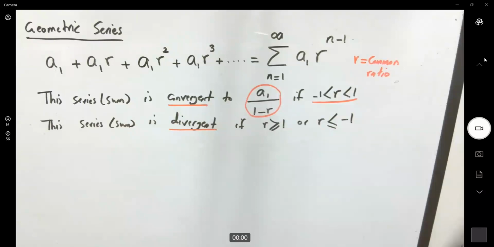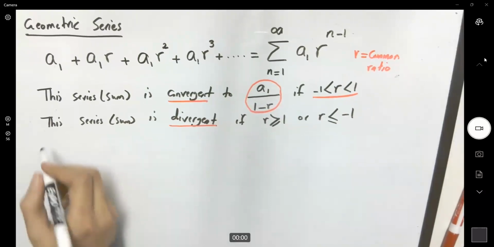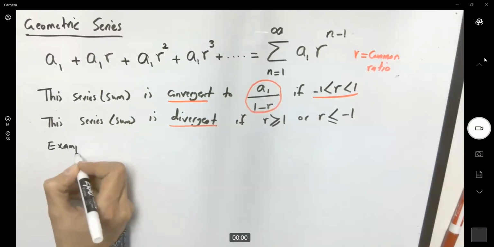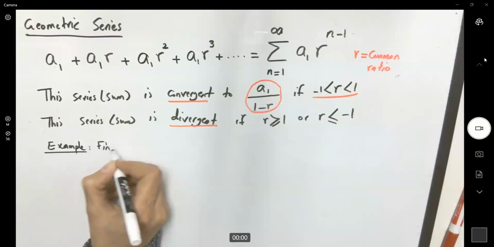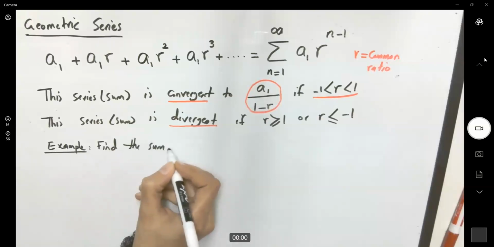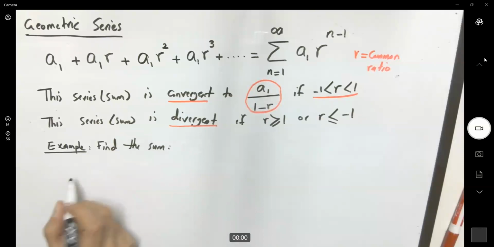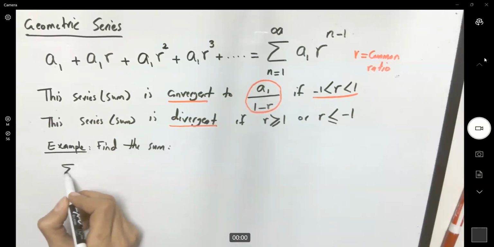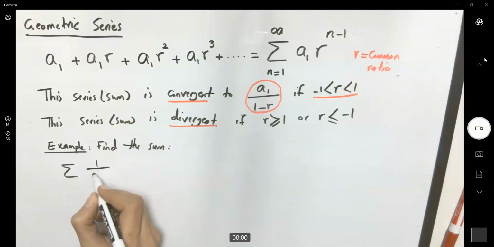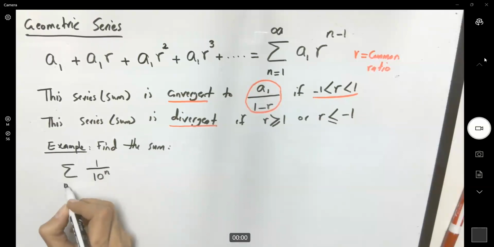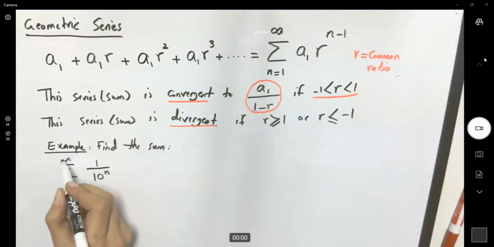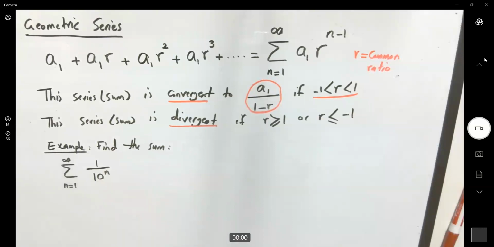Suppose I ask you to find the sum here. Well, here we have this term. Let's write one example and then we're making it more interesting. Example. Find the sum. It's given to us as the sum of 1 over 10 to the power n, and n starts from 1 to infinity. Okay, take a look at this.